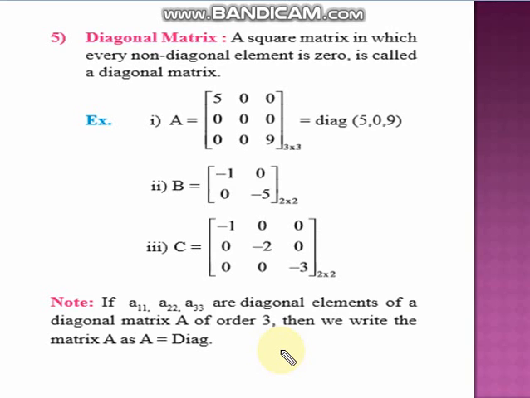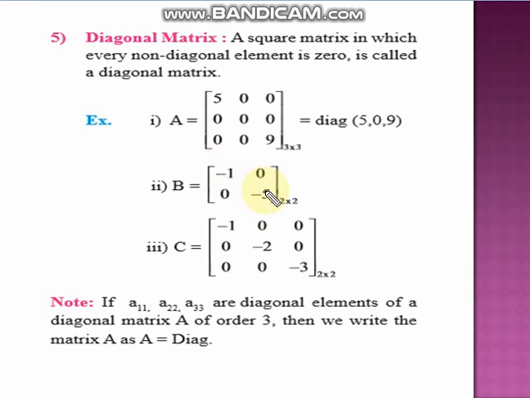Now diagonal matrix. What does the definition say? A square matrix in which every non-diagonal element is 0 is called a diagonal matrix. So for a diagonal matrix, first of all, the matrix should be a square matrix and all the non-diagonal elements are 0. So what are the diagonal elements? In this example, you can see that 5, 0, 9 is the diagonal. So diagonal elements are 5, 0, 9. In this example, this is the diagonal.